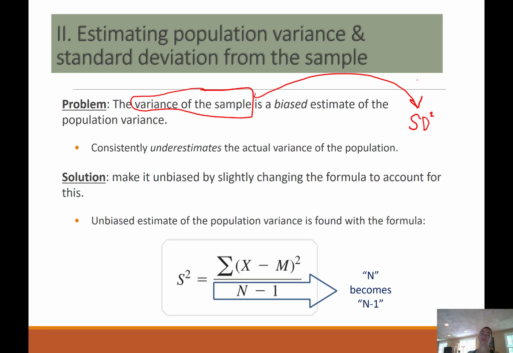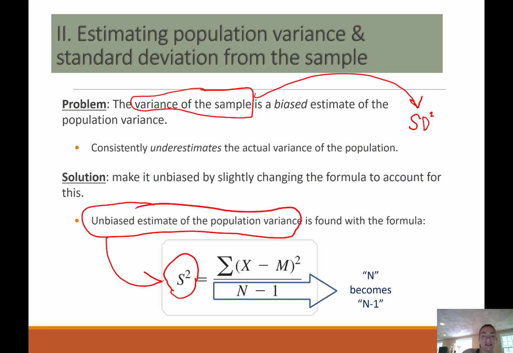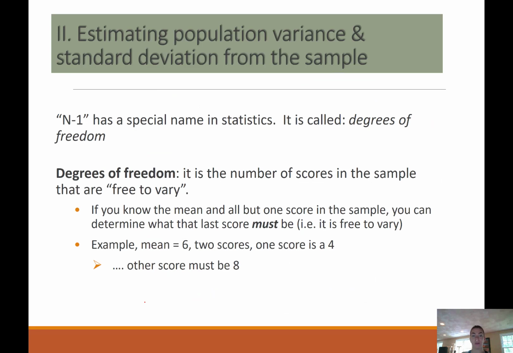Well, how could we alter that formula to inflate the value of the variance a little bit? We could divide by a smaller number. So we tweak the formula so we're dividing by n minus 1 instead of just n. And this will give us an unbiased estimate for population variance. And we call the unbiased estimate of population variance capital S squared. So that's new terminology.